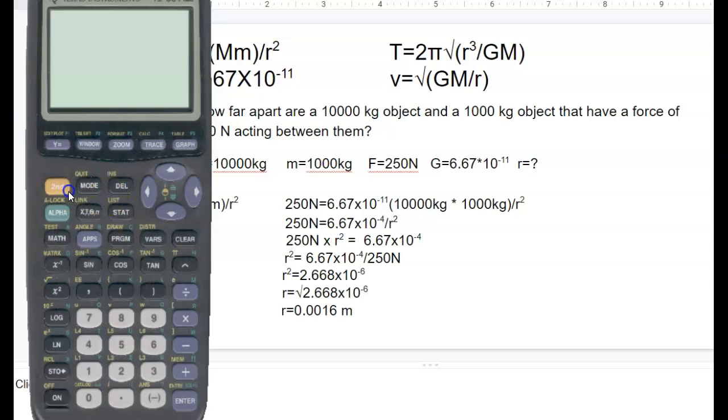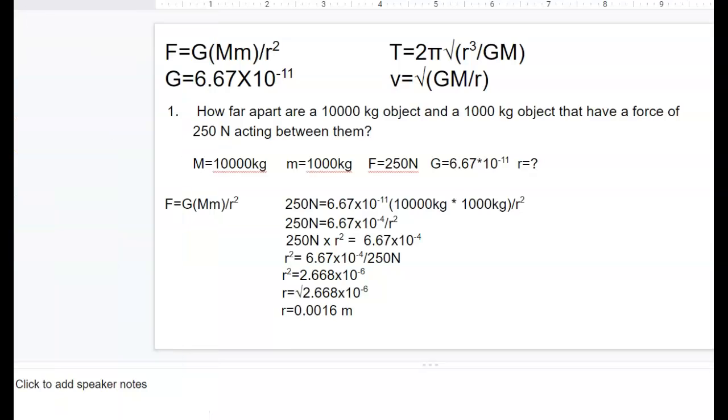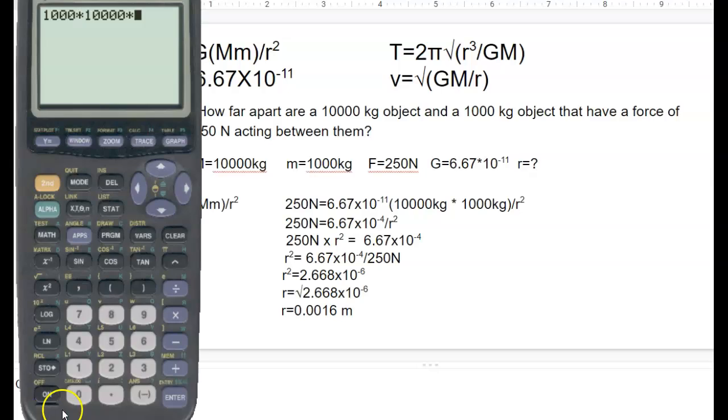So the first thing I'm going to do, and my calculator's not working. Well, forget about the calculator then. First thing I'm going to do is multiply 1,000 by 10,000 times 6.67 times 10 to the negative 11th. And problem fixed. And I get 6.67 times 10 to the negative 4th divided by r squared is still equal to 250.